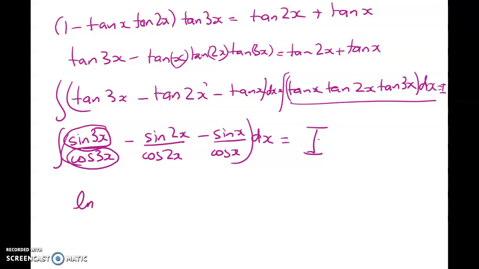So here we get the natural log of cos of 3x. Now when we differentiate that, we're going to have 1 over cos 3x times negative 3 sine 3x. So that needs to have a negative 1/3 in front of it. Here, this needs to have a plus 1/2 in front of it. Whoops, not sine, cosine.